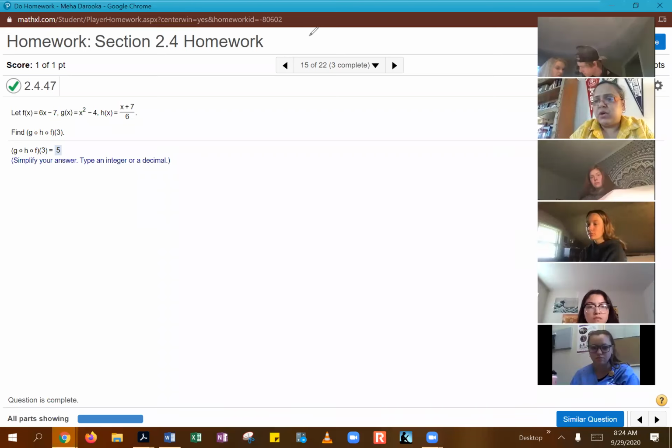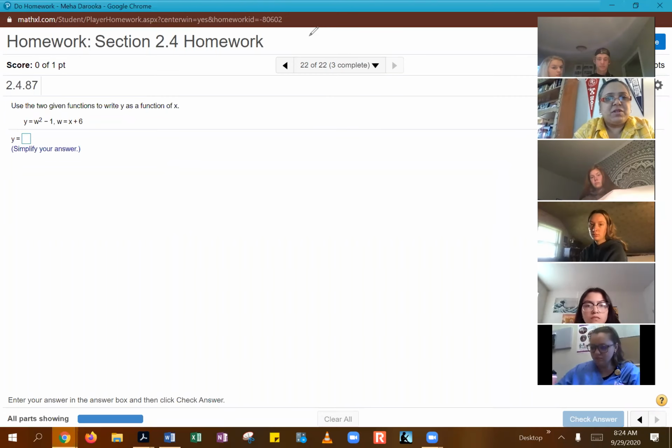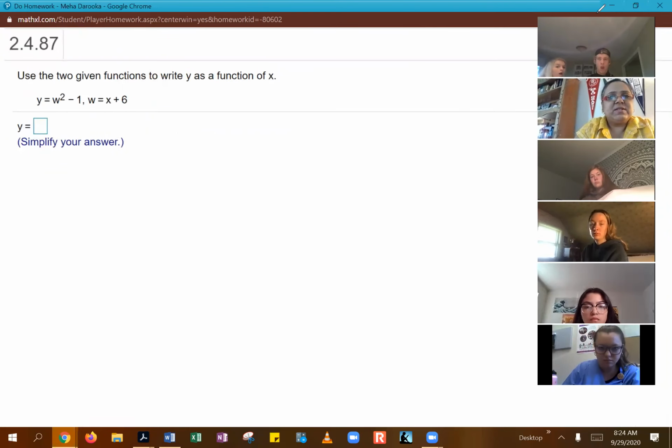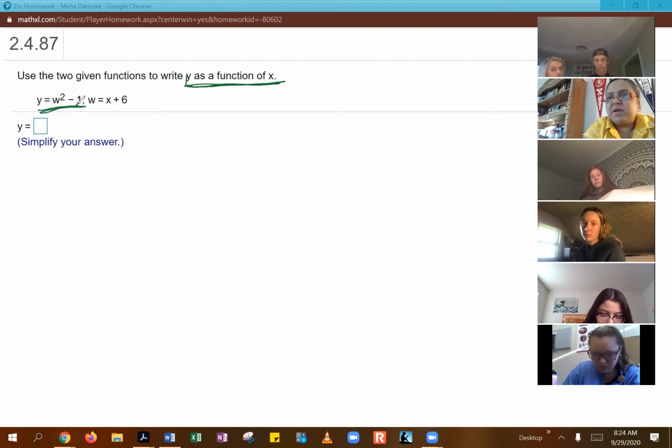So just, you know, to show you how these different compositions of functions work out in our case. Let's take a look at one more type of question with these compositions, but this one looks just a little bit different. They are saying use the 2 given functions to write y as a function of x, because if you look at the way the functions are given to us right now, y is actually in terms of w, right? So this would be y in terms of w.